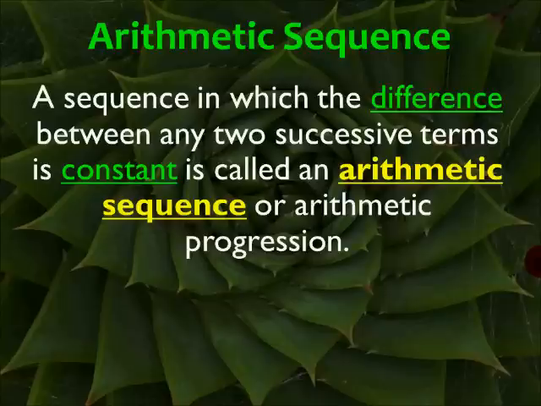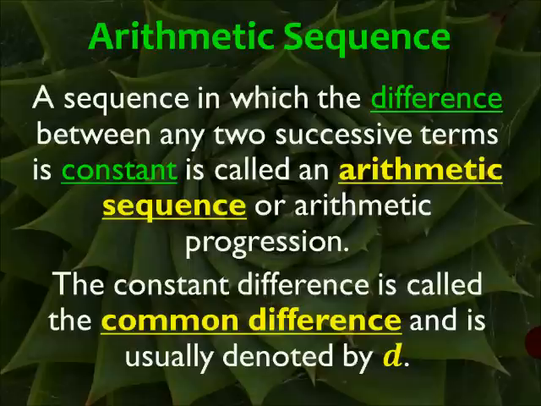A sequence in which the difference between any two successive terms is constant is called an arithmetic sequence or arithmetic progression. I know this word looks like arithmetic, but when we talk in the context of a sequence, we pronounce the word arithmetic. The constant difference is called the common difference and is usually denoted by the letter D. So, what you're going to find in an arithmetic sequence is that any two terms are going to be separated by D, the value of D. If they are not constant, then you do not have an arithmetic sequence.